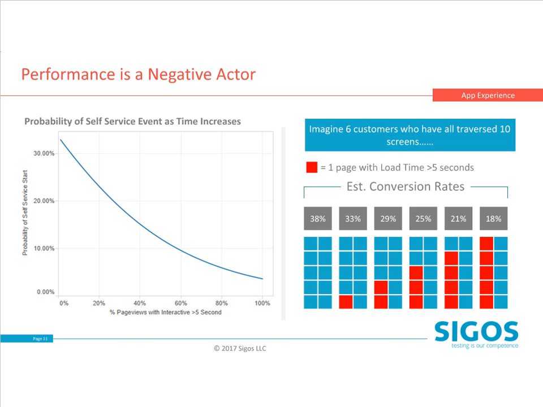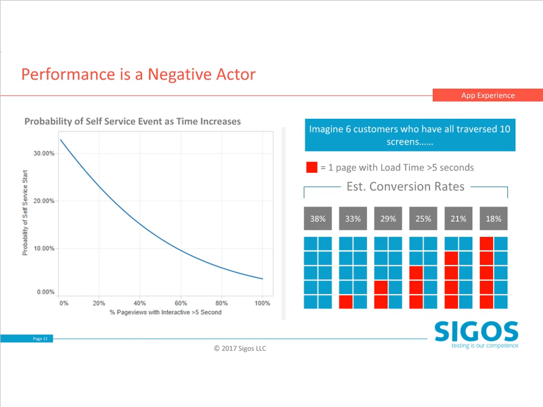So let's look at some data on this too. This study correlated performance to user behavior. For this example, it was completing a self-service task or purchasing a product. What we found is that bad performance impacts the likelihood of conversion. And you can see that here. We see that if the number of page views, the percentage of page views with an interaction of greater than 5 seconds, as it got slower and slower, the probability of self-service start went down further and further.